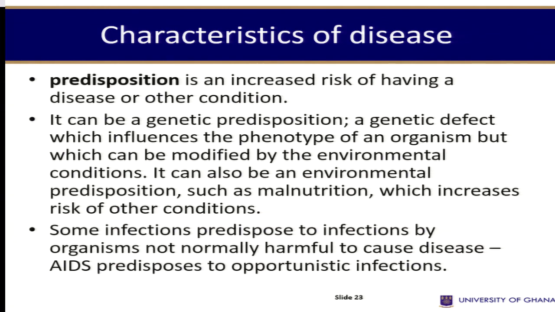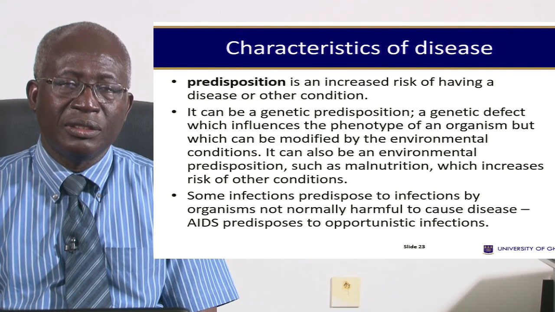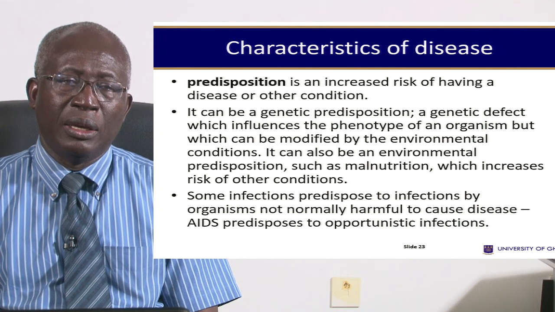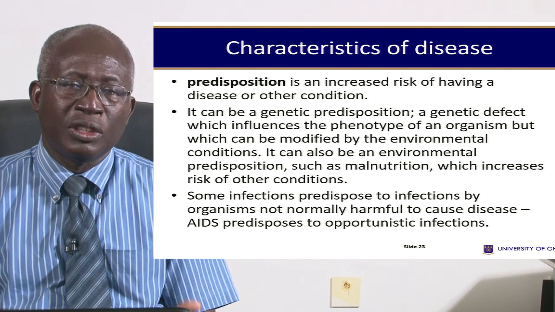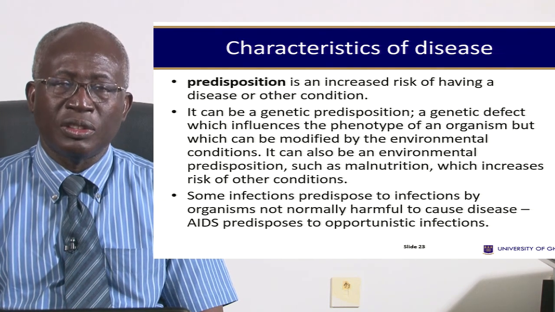A predisposition can also be environmental, such as malnutrition, which increases the risk of other conditions. Some infections can predispose to other infections by other organisms. Some of these organisms may not normally be harmful and cause disease. For instance, AIDS, which is caused by HIV infection, can predispose to opportunistic infections, such as pneumocystis.